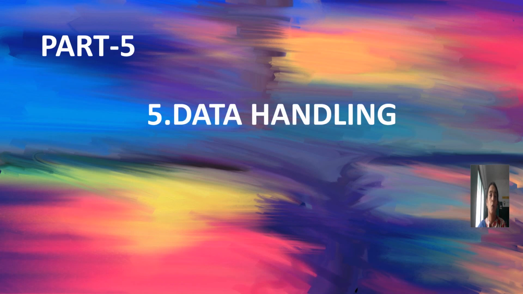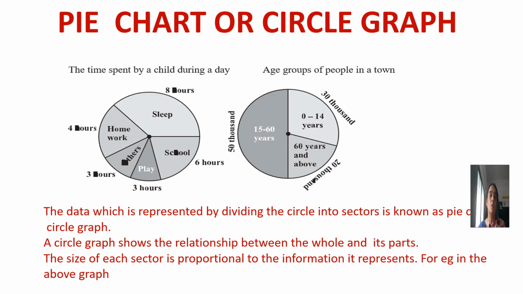Children, we meet again in part 5 of data handling. We had completed exercise 5.1, and 4 types of graphs also we have completed: pictogram, bar graph, double bar graph and histogram. Now in this part we are going to learn about pie chart or a circle graph.